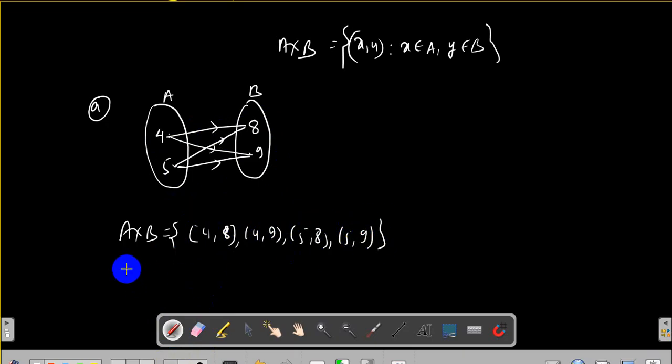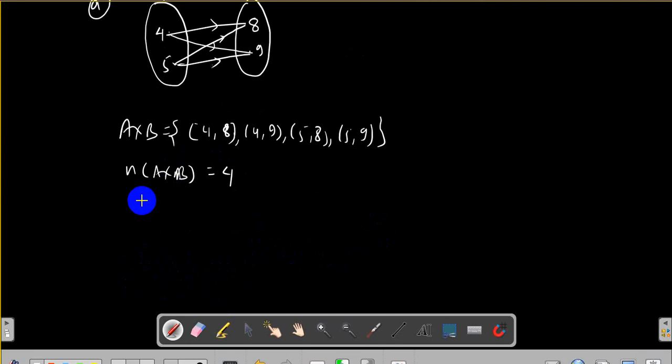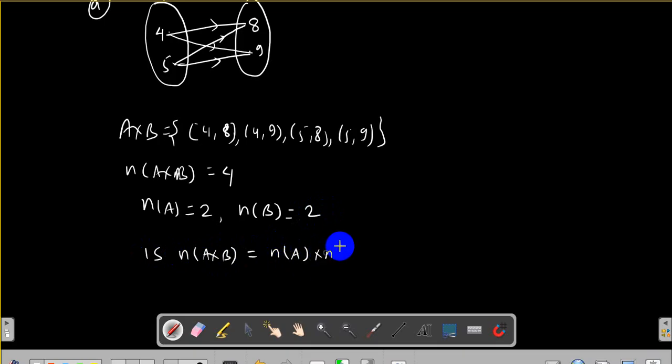Then what is the number of ordered pairs in A cross B? What is the value of n(A cross B)? 4. And what is the value of n(A)? 2. What is the value of n(B)? 2. Now, is n(A cross B) equal to n(A) cross n(B)?